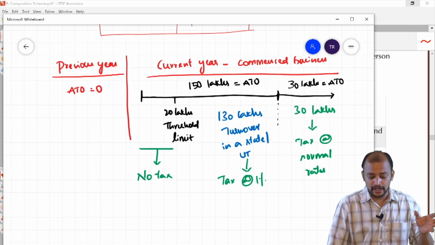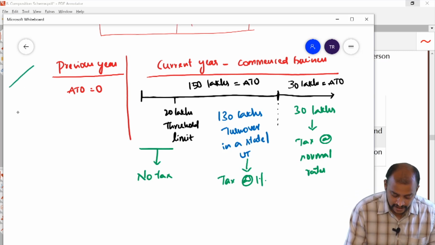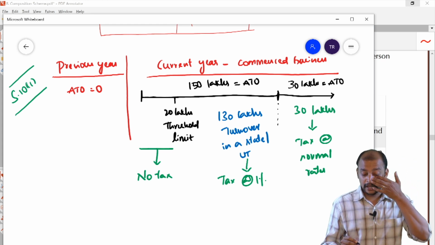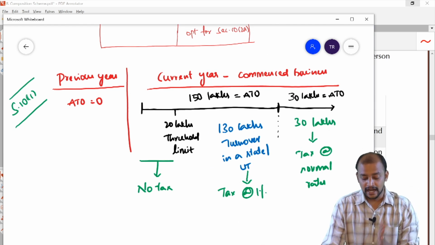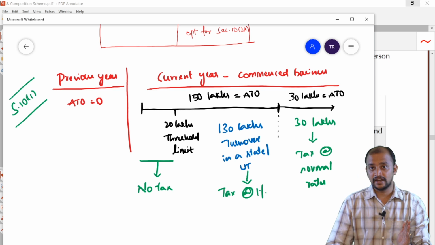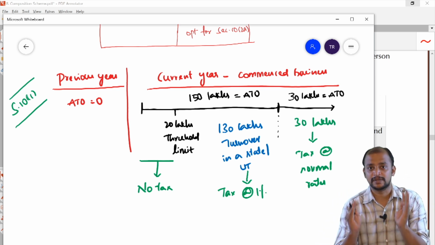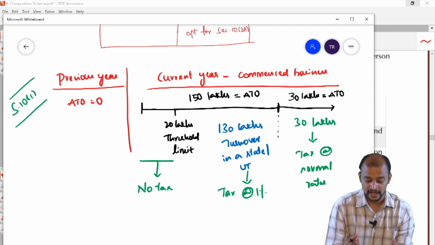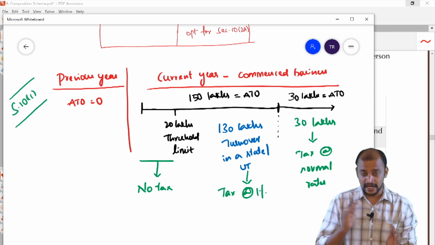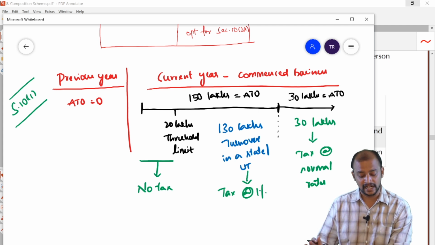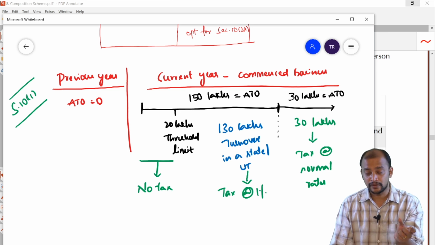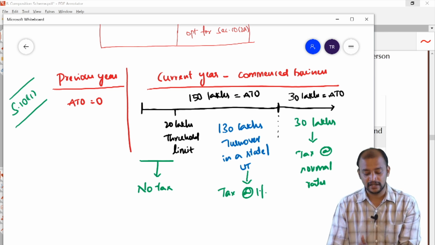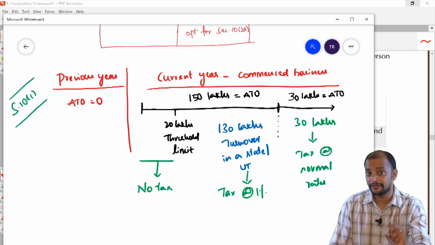Now this I took in the context of 10 subsection 1. 10 subsection 1, again I am repeating, previous year if the aggregate turnover is 0, current year he commenced the business, then we need to take aggregate turnover up to 150 lakhs, because that is the limit given under 10 subsection 1, and beyond that, tax at the normal rates. In this 150 lakhs, threshold limit is 20 lakhs for which no tax, and beyond the threshold limit up to 150 lakhs we need to pay tax at the rate of 1%.